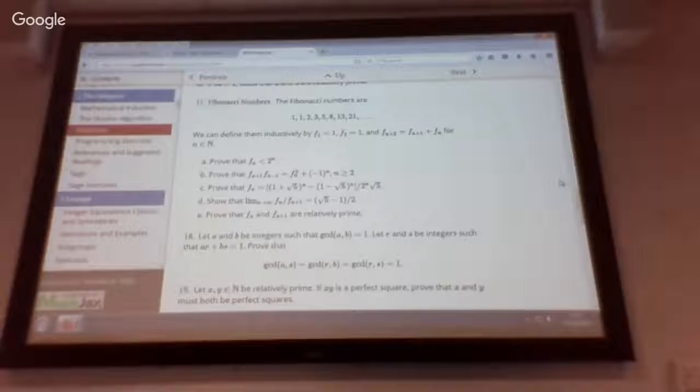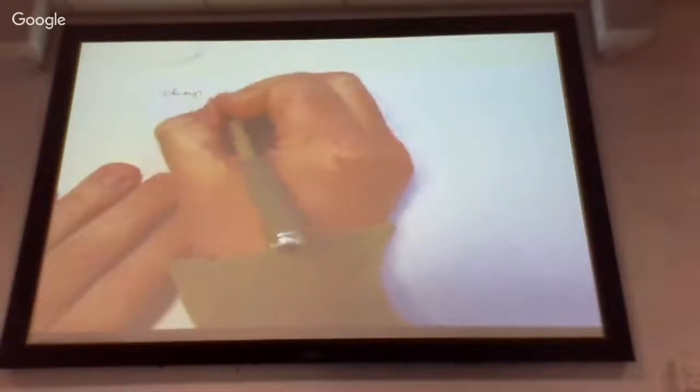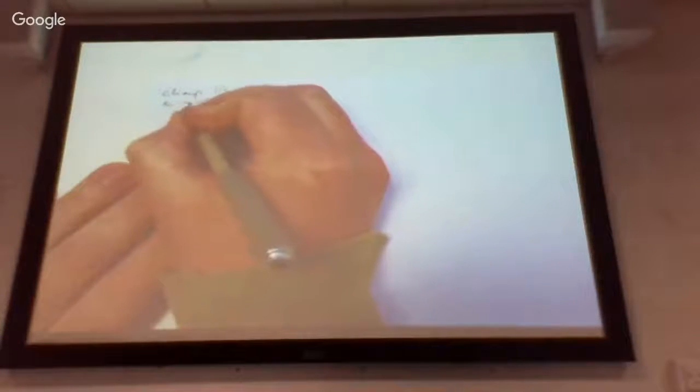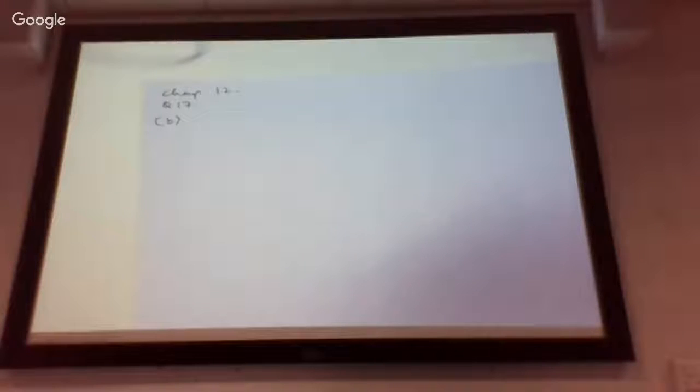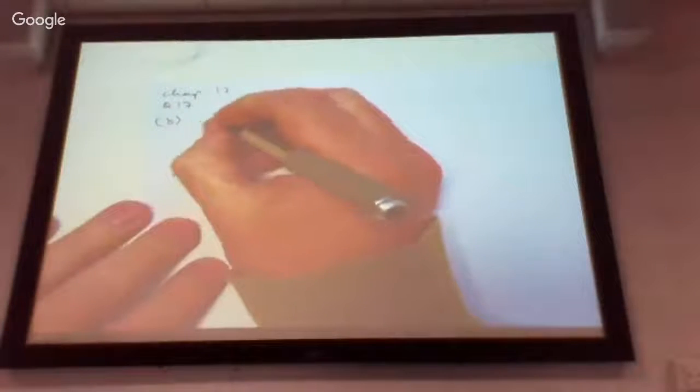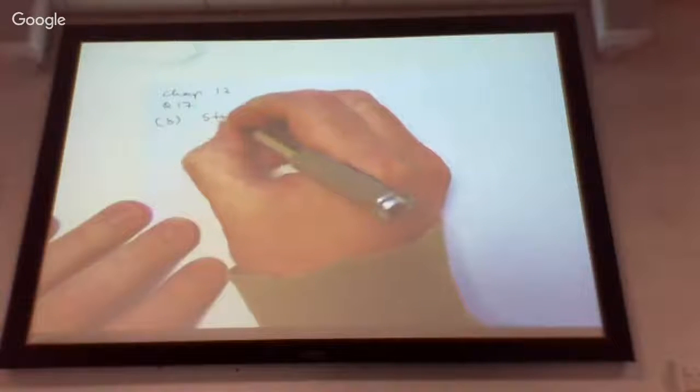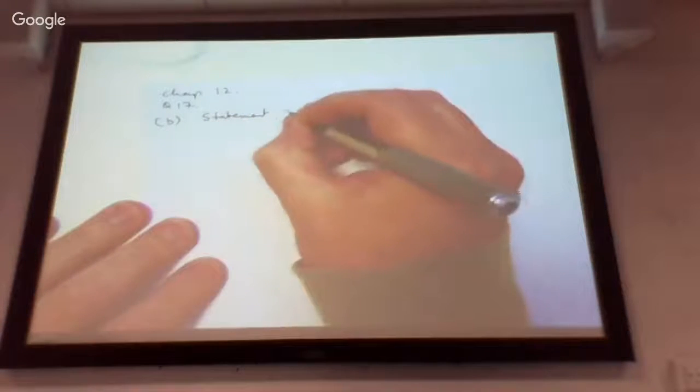So let's go through the proof of that. This is chapter 2, question 17, part B. Well, we can check that statement. We can check the base case of that statement. Statement is true for the base case.